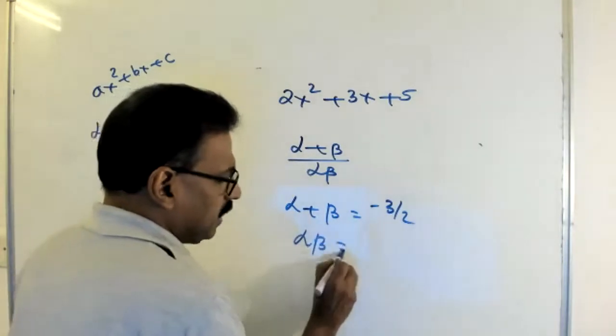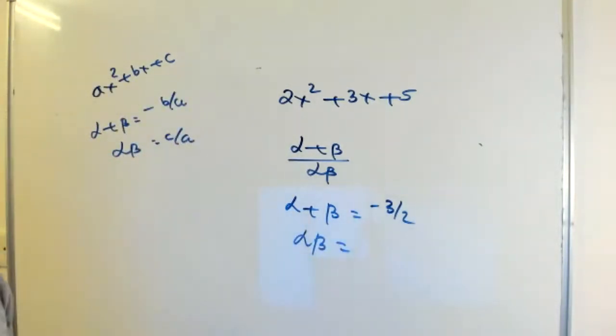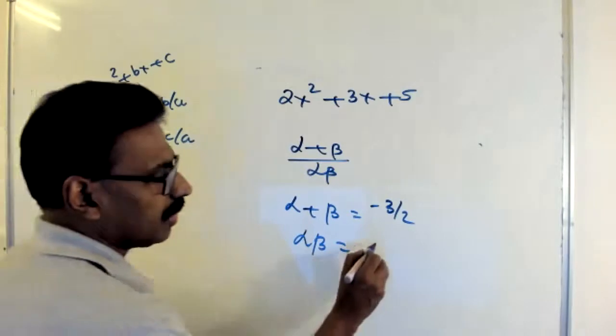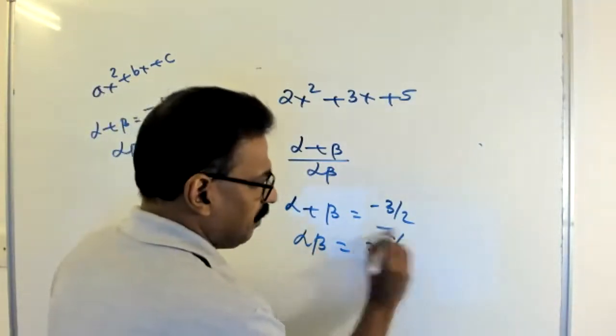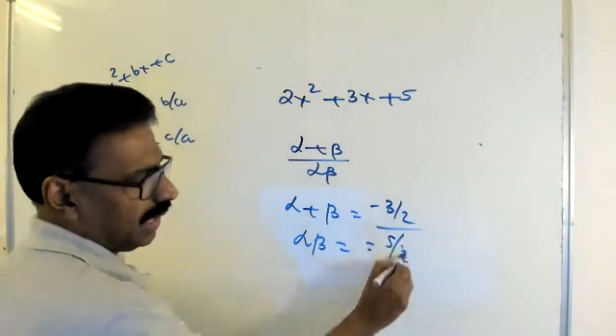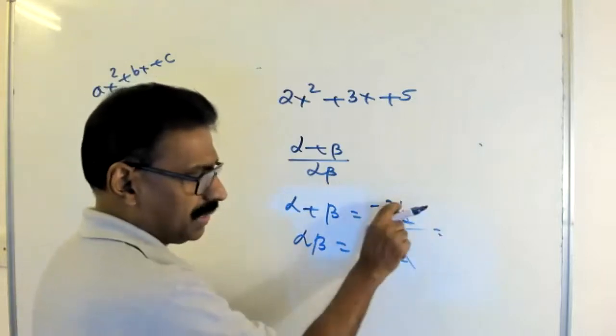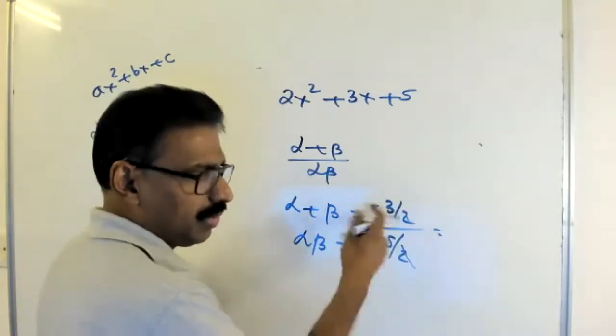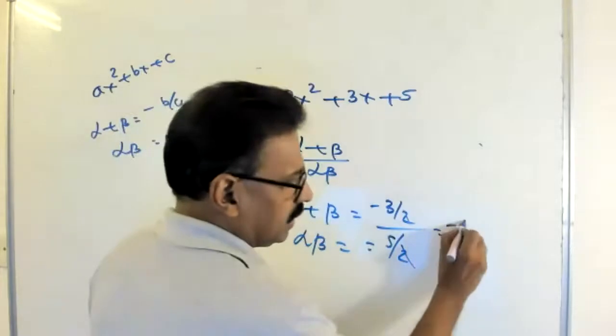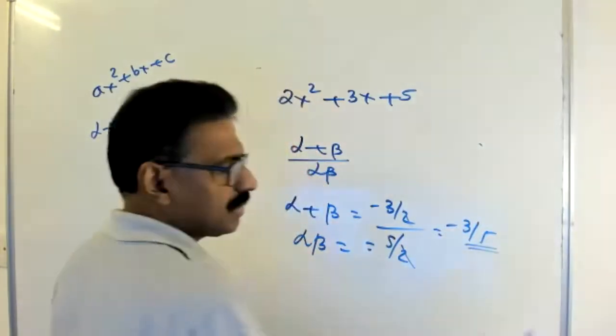Alpha beta is C by A. C by A is what? 5 by 2. Okay. So now this is dividing. Correct? Minus 3 by 2, 5 by 2. 2, 2, common, cancel. Answer what? Minus 3 by 5.